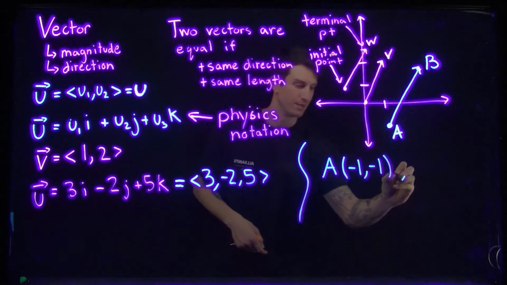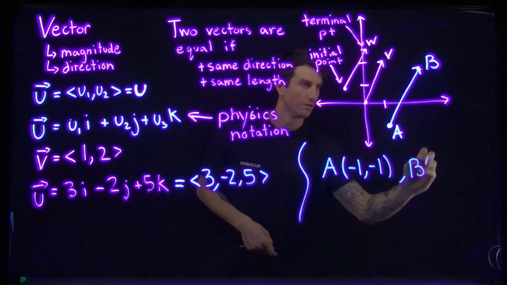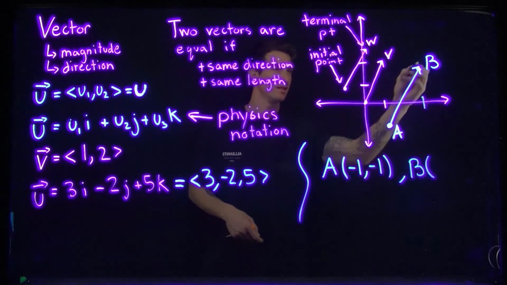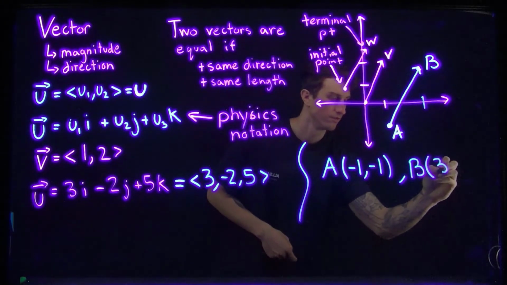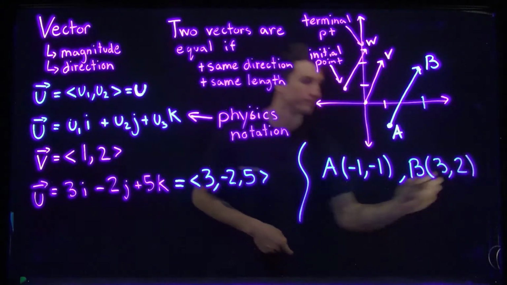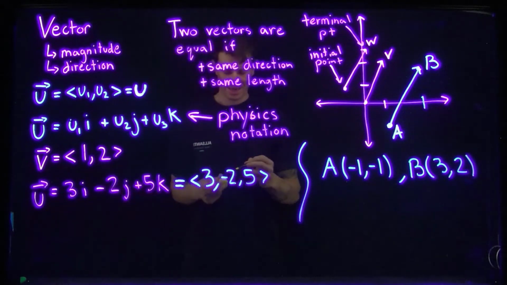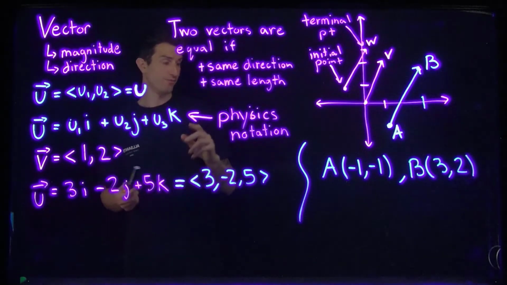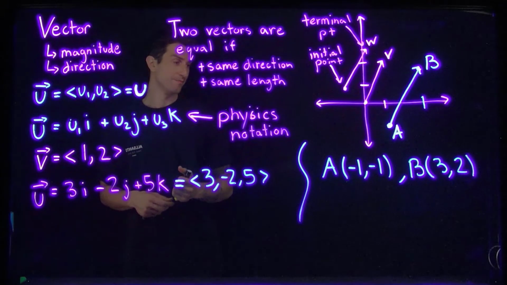And I give you point B. And where would that be? Let's say this is like 3 and 2. Right? And I want to find the vector from A to B.